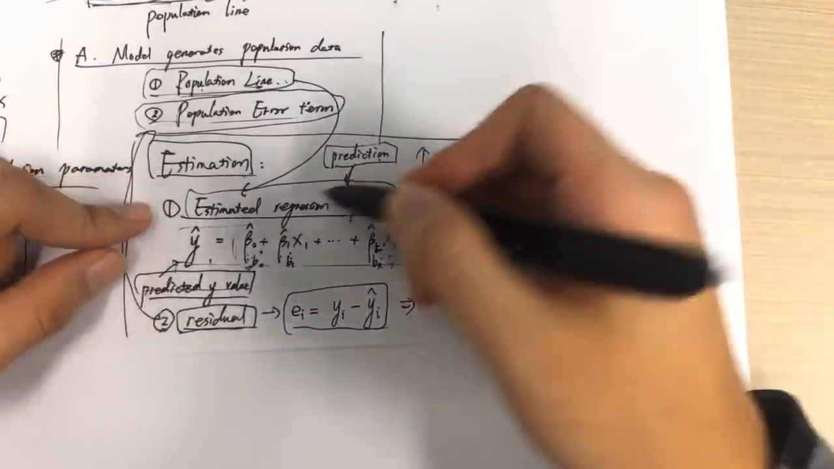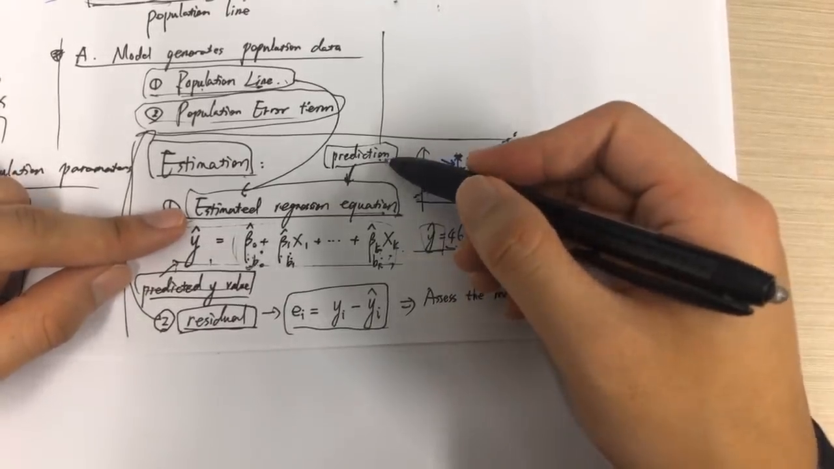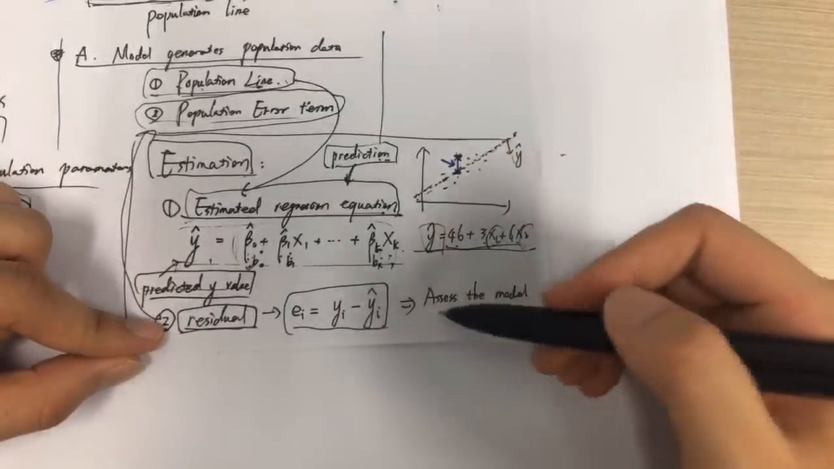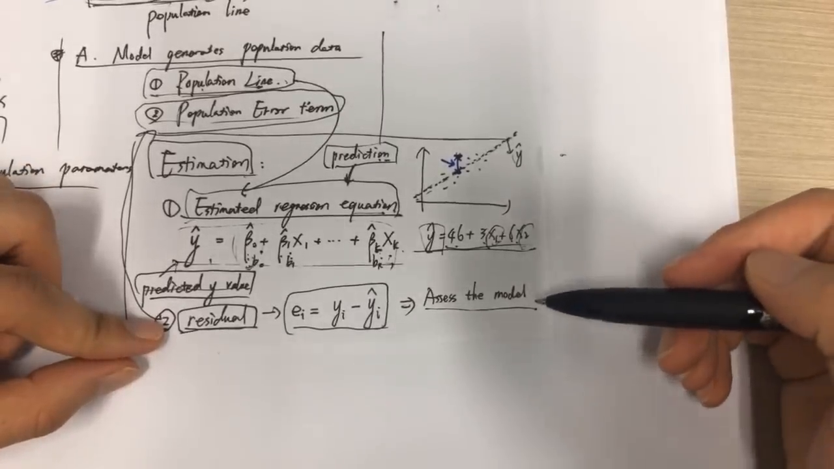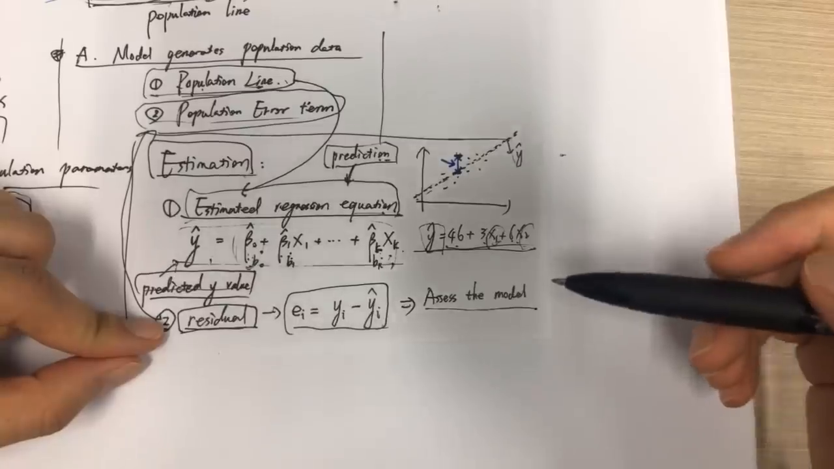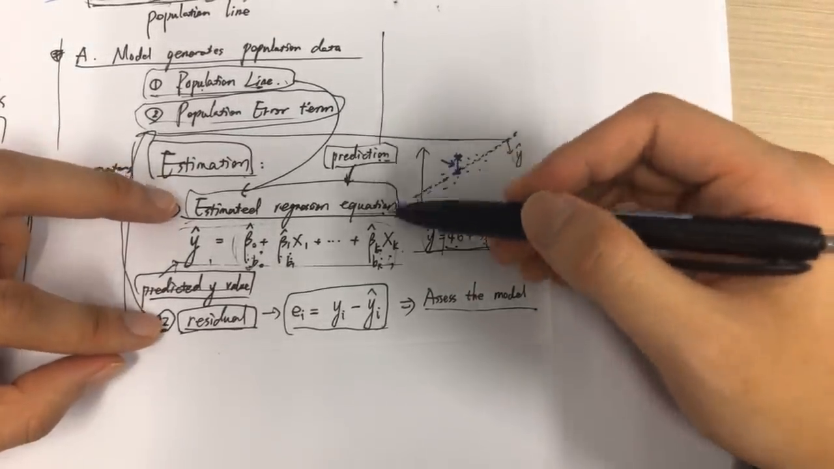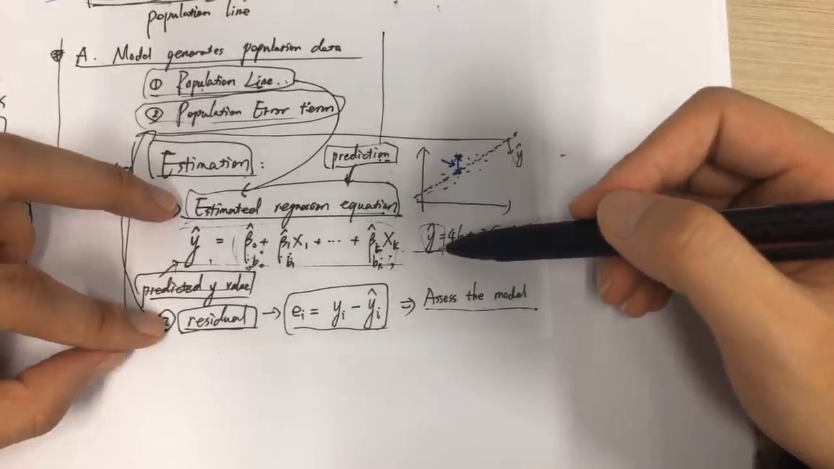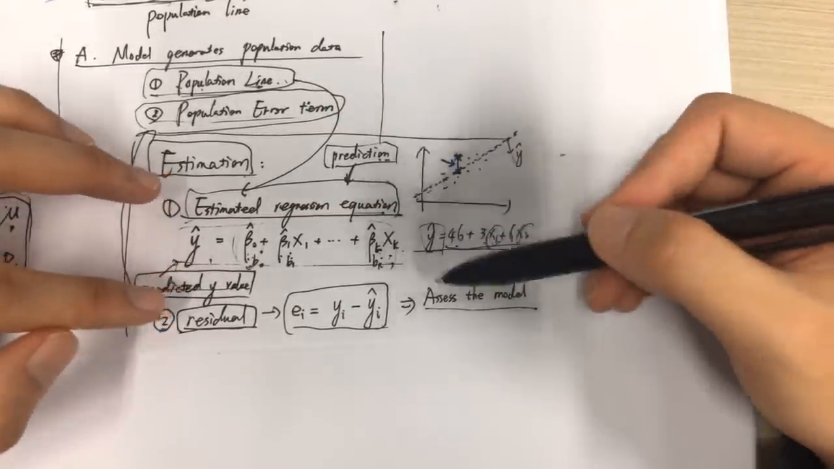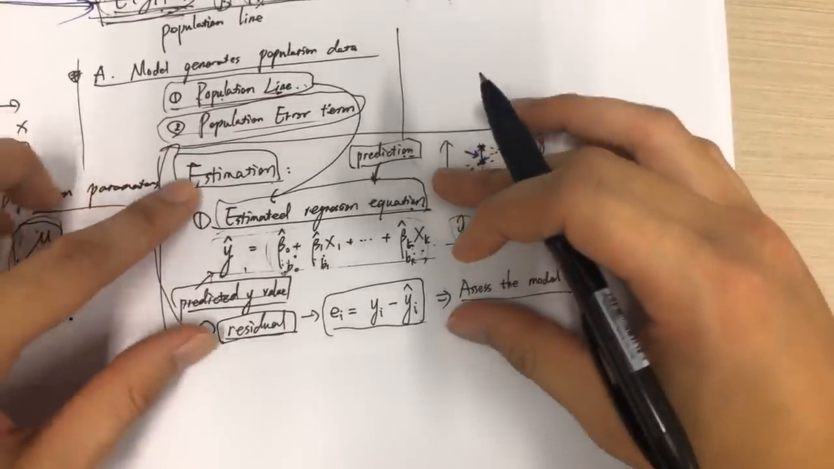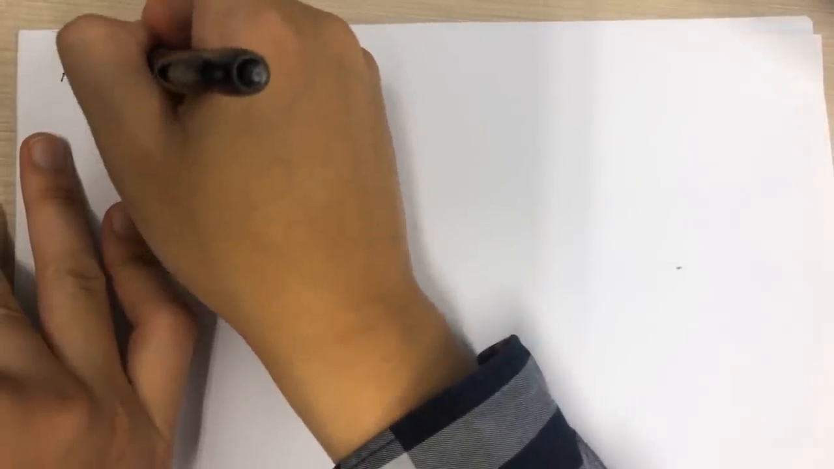As I said, the estimated regression equation is for prediction purpose, and residual is for assessing the model. Therefore, in the next half an hour, I'm going to talk in detail about what aspects you need to know and how the questions can possibly ask you in those two big topics. All right, so now let's first focus on the first part. I call it part A. Part A is prediction.